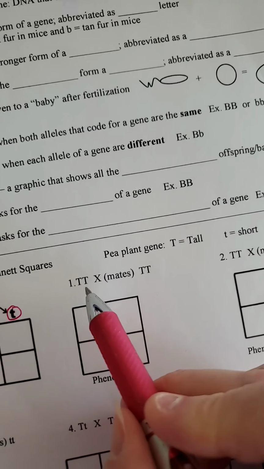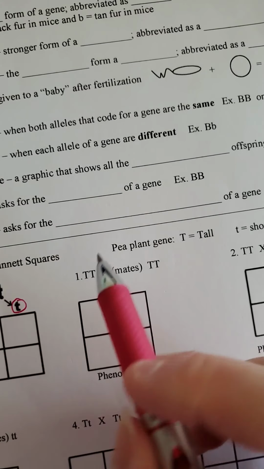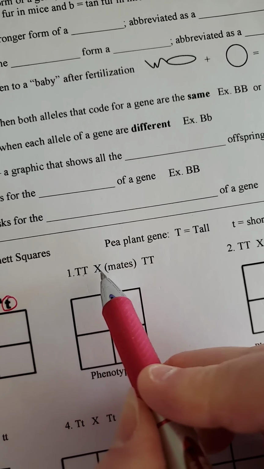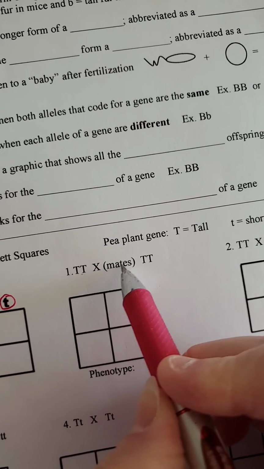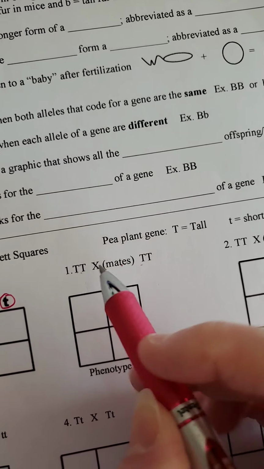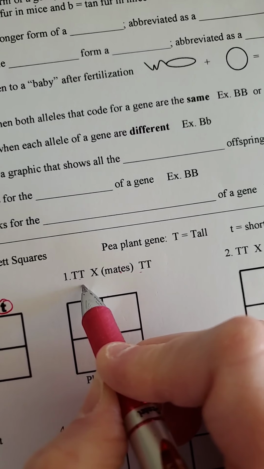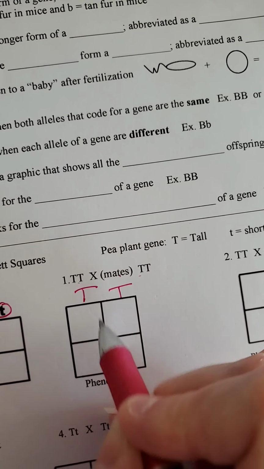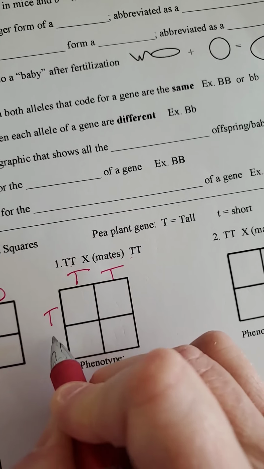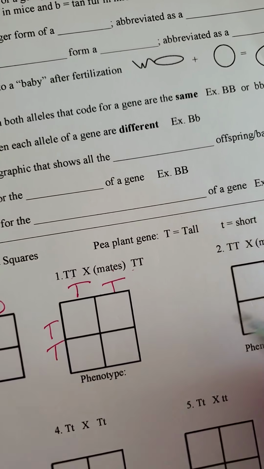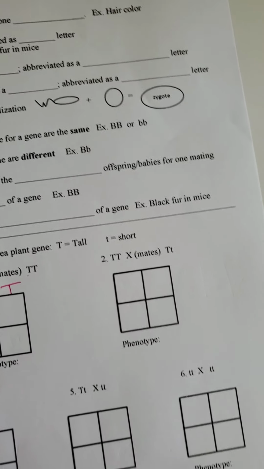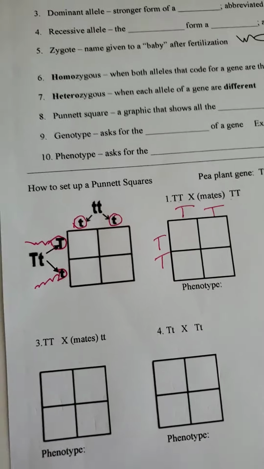So if we look here, the first question is pretty easy because both parents are homozygous dominant. So two big T's for the first parent. X means mates with another parent that is homozygous tall. So one parent has two big T's, and the other parent has two capital T's. And that one's real easy because everybody's the same. But it gets different when you get over here. In fact, I'm going to skip and I'm going to do this one.